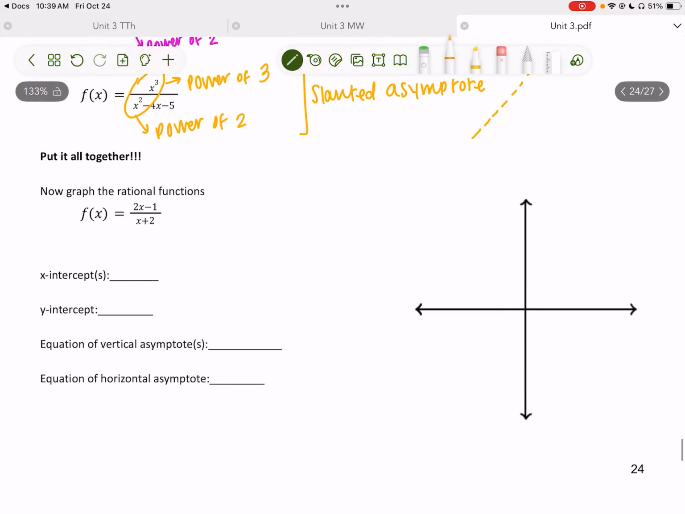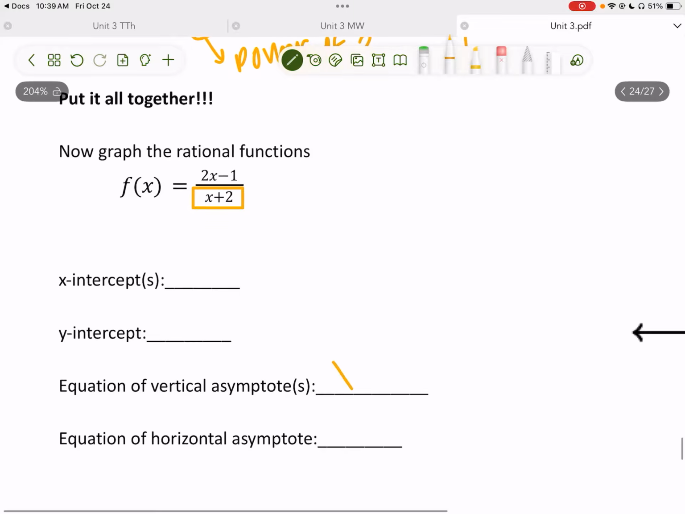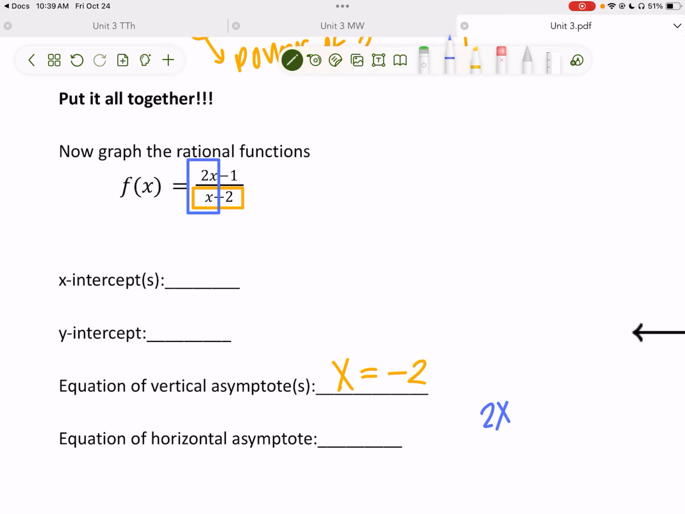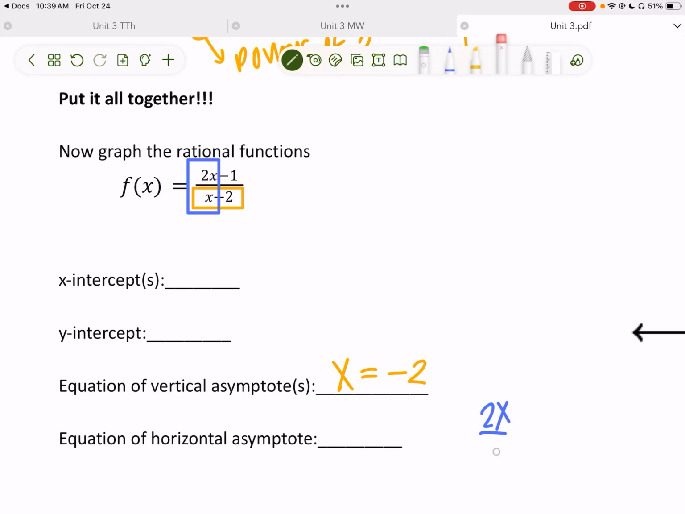Well, now we have to put everything together. So we have to find x-intercepts, the y-intercept, and the equations of the vertical and horizontal asymptotes, which we can now do. Okay. We've now talked about how the denominator can help us find our vertical asymptote. So we know that's going to be -2. We also know that we can look at the very front of our fraction and determine our horizontal asymptote. So that's 2x over x. Sorry, I wrote a 2, which means we're going to have y equals 2.